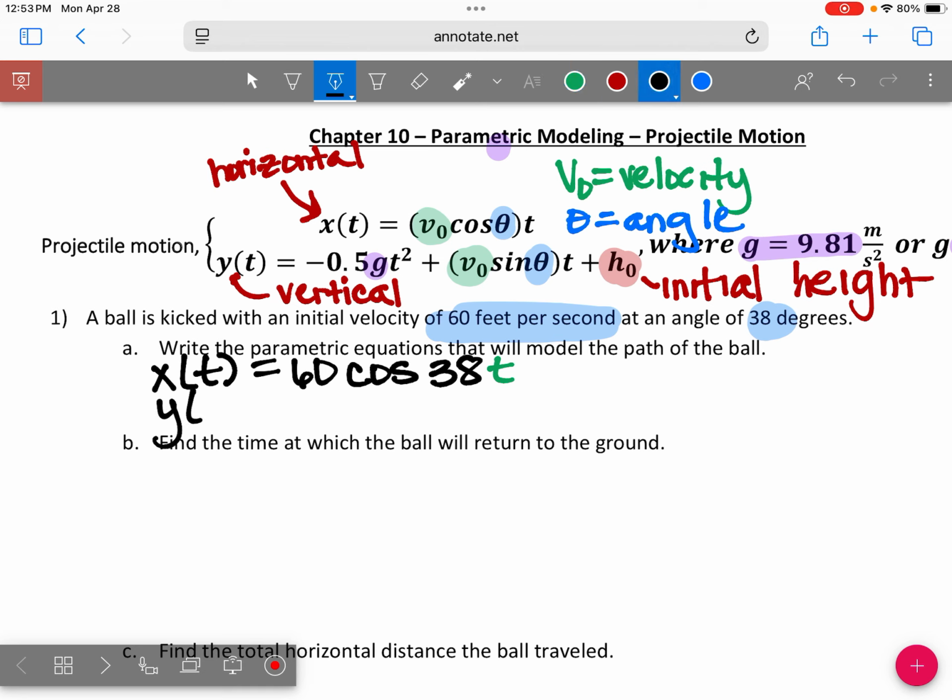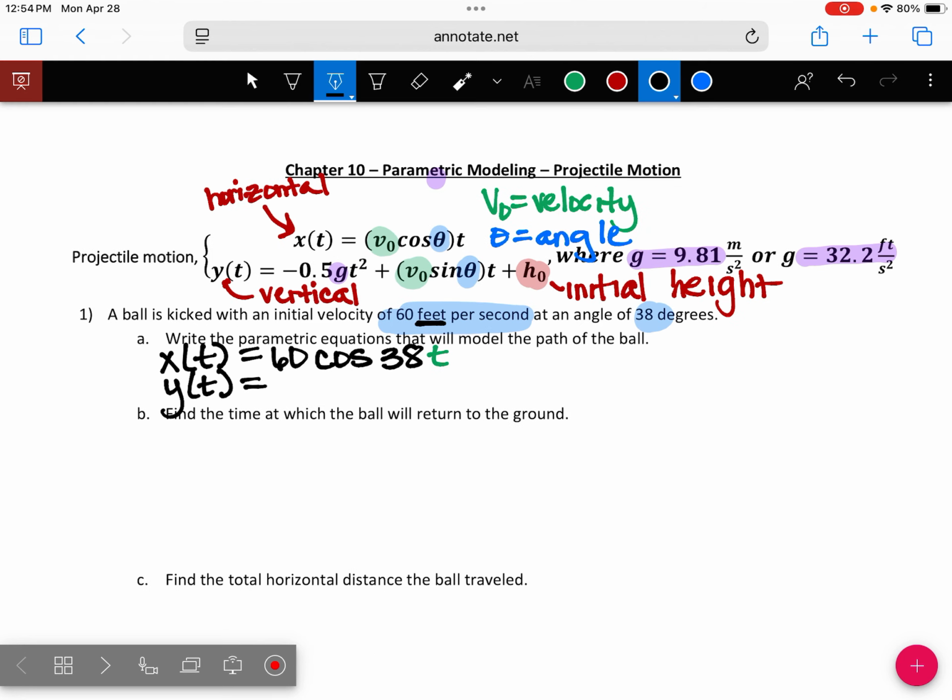All right, so I want to make sure we're all listening. I know half of us have an earbud in, okay? Just want to make sure we all hear this. Does everyone see how we have a negative 0.5 here at the beginning of the y equation? Well, let me go back. What are we using for gravity? Are we using 9.81 or 32.2? What unit of measure do you see for the velocity? Does everybody see how it says velocity is in feet per second? So because it's in feet, I'm going to use G equals 32.2.